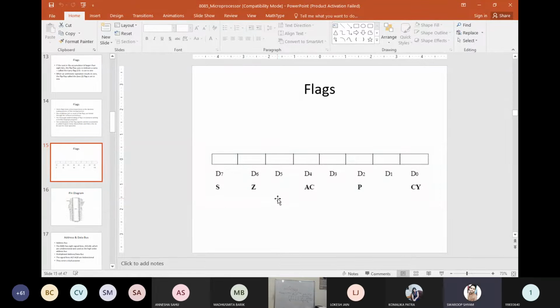Now, what is the next one? D4, AC. What is it? AC stands for auxiliary carry. Auxiliary carry means if, in the manipulations, a carry is generated from the third bit to the fourth bit, please try to understand, then we will say this auxiliary carry flag will be set.